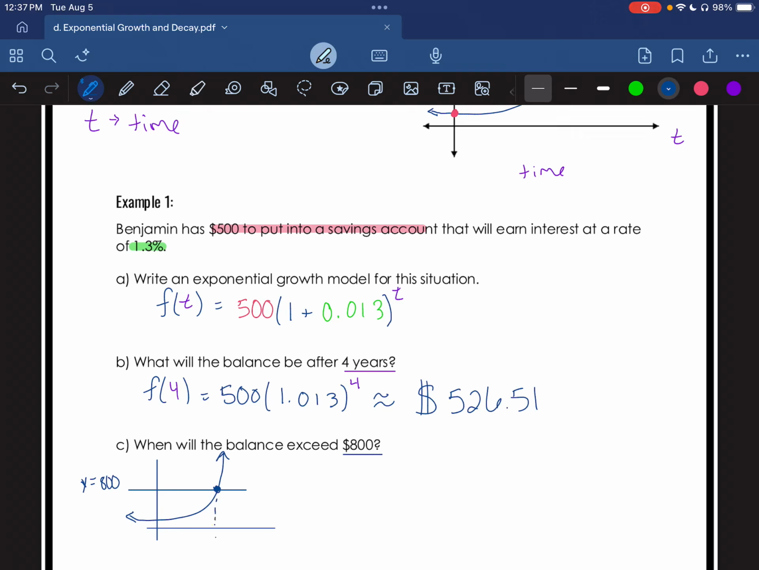So what we'll do is in your calculator or on Desmos, you're going to graph in like y1 or as your first equation, you're going to put 500 times 1.013 to the x power, because it doesn't take t. And then your other one will be, you're going to put y equals 800 and you're going to see where those cross over. So let's go ahead and graph that.